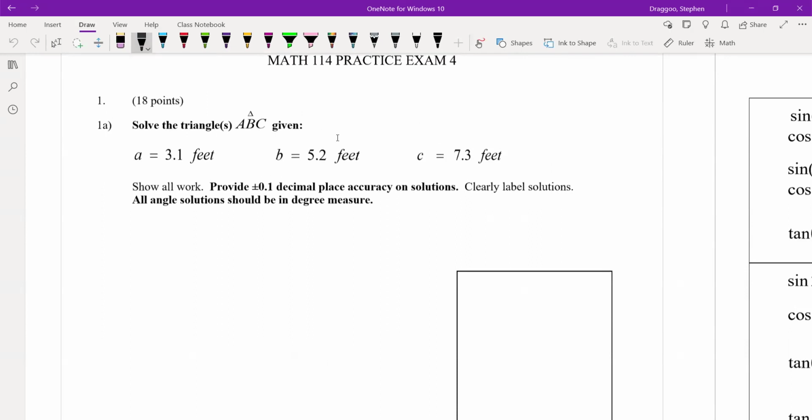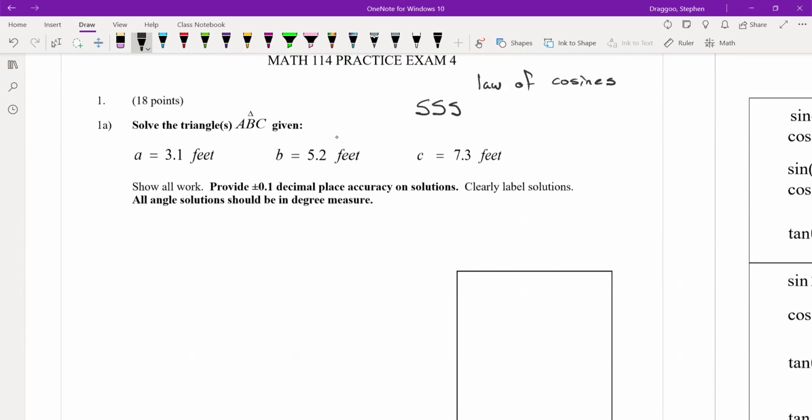Okay, so taking a look at this triangle I've got here, I know all 3 sides. So if we're looking for a classification for this triangle, it is a side, side, side triangle. One of the ones that we want to use the law of cosines for. Law of cosines.